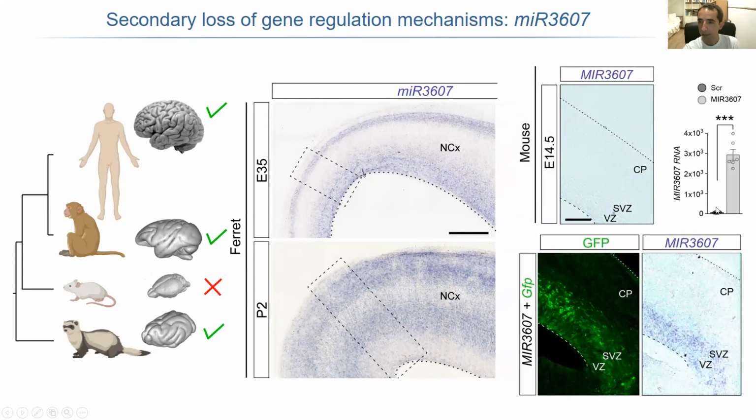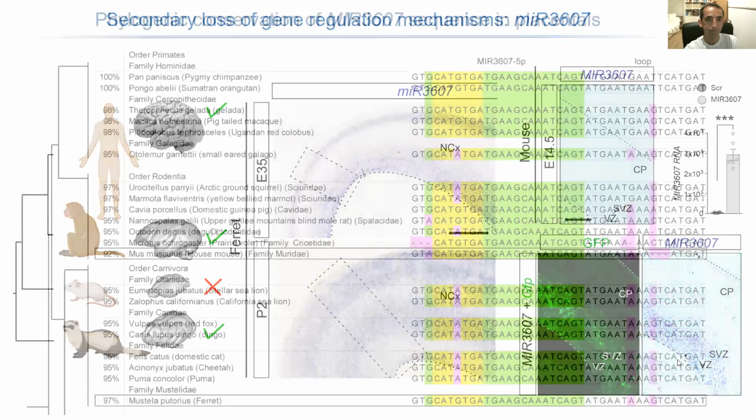So we have used plasmids encoding this microRNA, and you can see here when we express it by in utero electroporation in mouse embryos, we can then readily detect this microRNA. So we can study the function of expressing this microRNA.